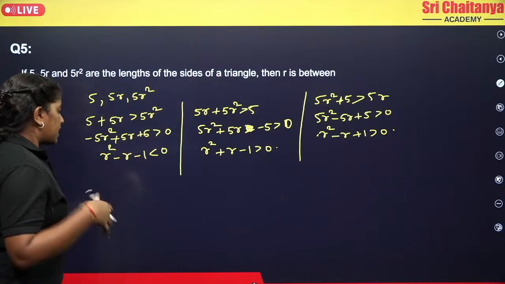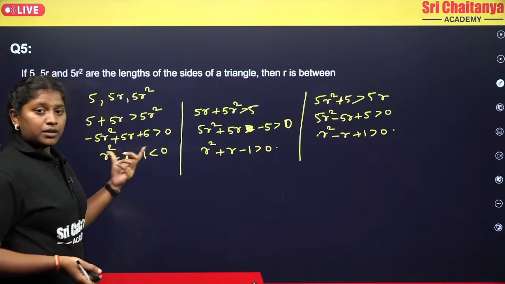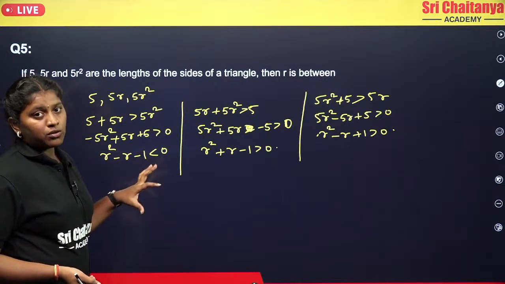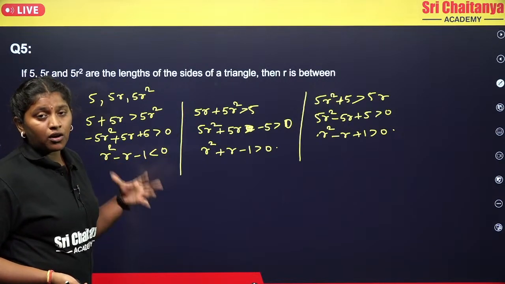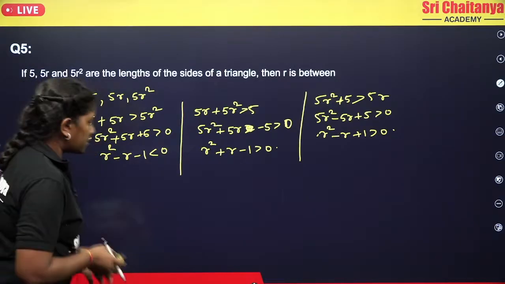Okay, let's try to solve them. So coming to here, see, you need the b square minus 4ac value. Why? Because if you are using your quadratic formula, or if you want to find what type of roots they are, you need to find the b square minus 4ac.